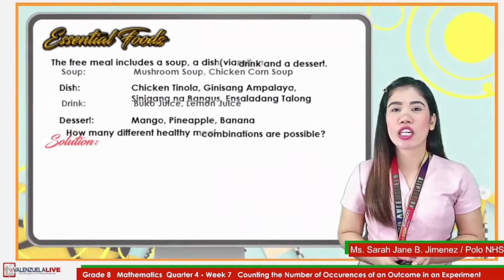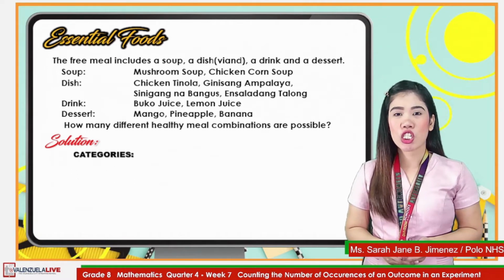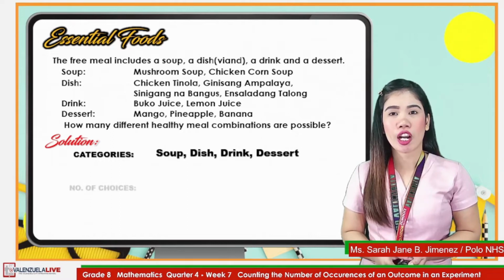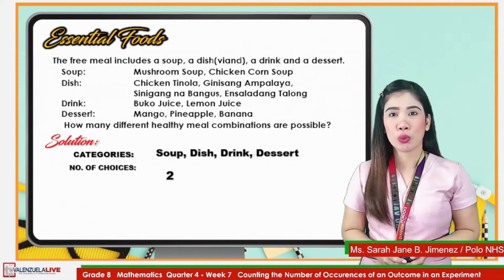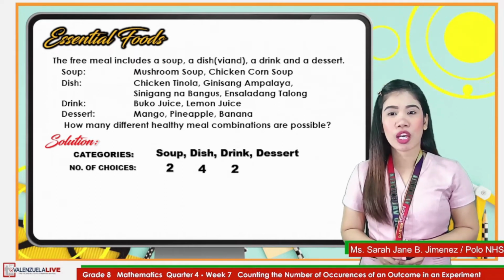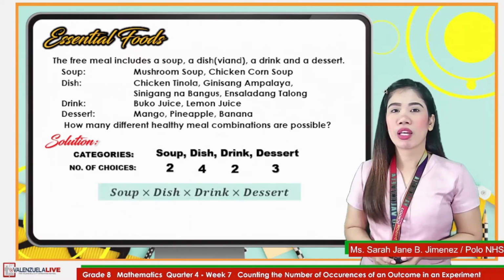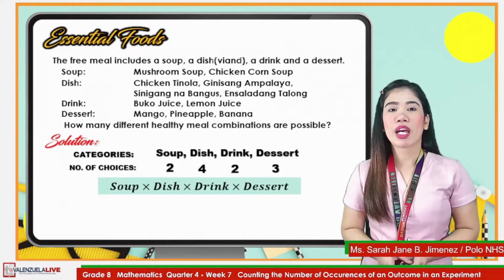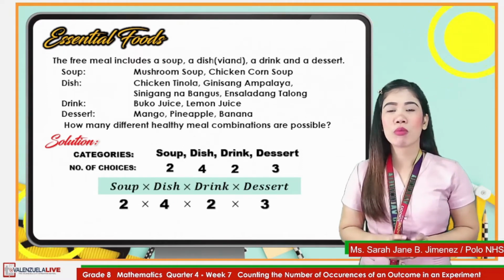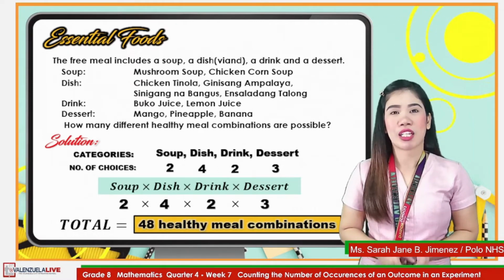There are 4 categories in the problem. These are soup, dish, drink, and dessert. The choices for each category are: for soup, we have 2; for dish, we have 4; for drink, we have 2; and for dessert, we have 3. Hence, by using the fundamental counting principle, we will multiply the number of choices from each category. So we have 2 times 4 times 2 times 3, which is equal to 48 different healthy meal combinations.